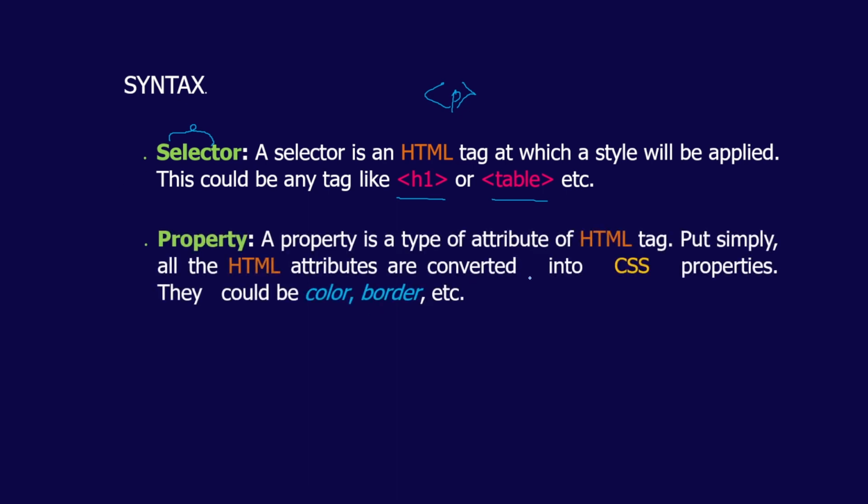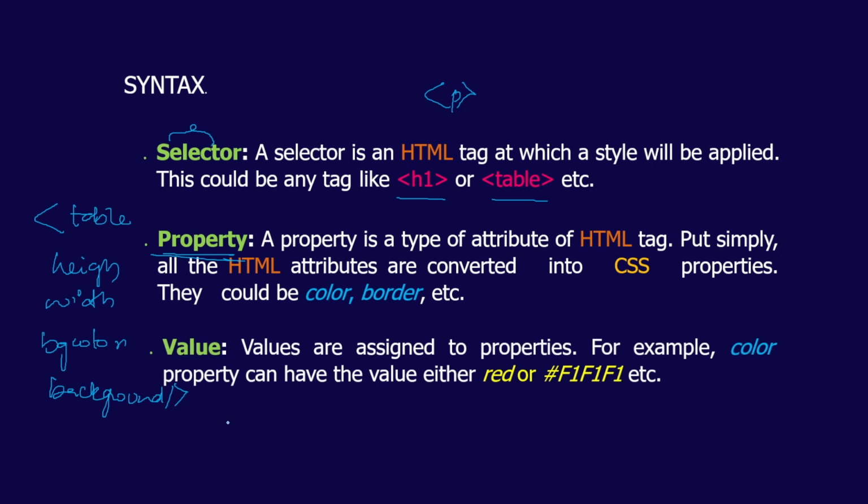Next, a property is a type of attribute of an HTML tag. Put simply, all the HTML attributes are converted into CSS properties. They could be color, border, etc. Whenever we have studied our HTML properties, we have seen the table tag. For the table tag we have seen so many attributes like height, width, background color, or the background property. So these attributes are termed as properties here, but here they have certain specific values.